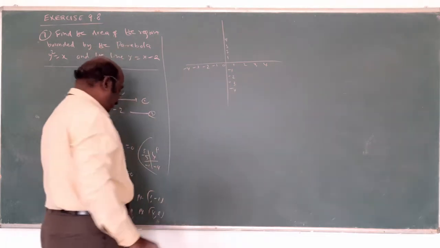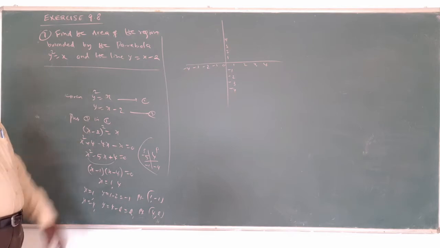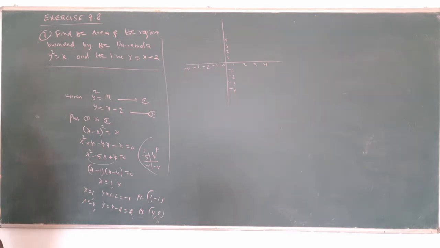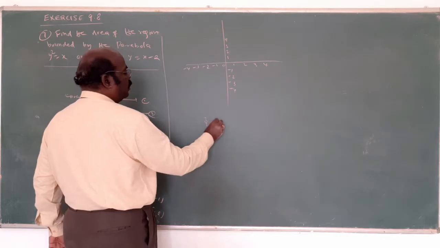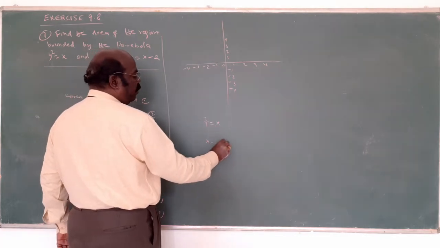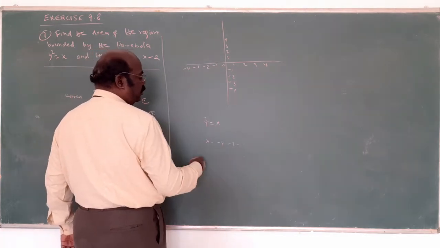Anyway, draw the diagram. What type of parabola is y squared equals x? I already told you that y squared equals x opens along the x-axis, while x squared equals y is the other type.